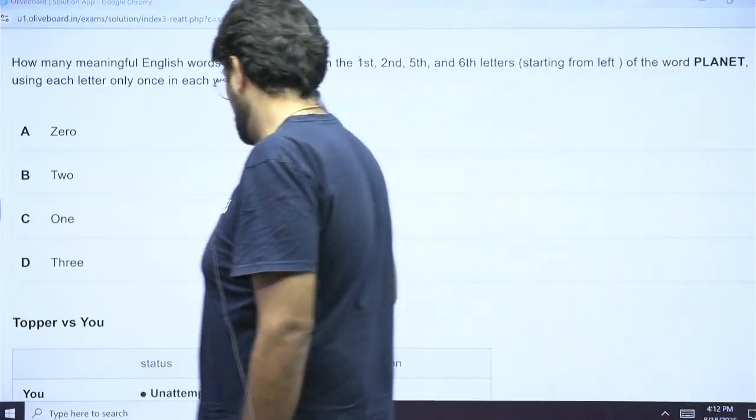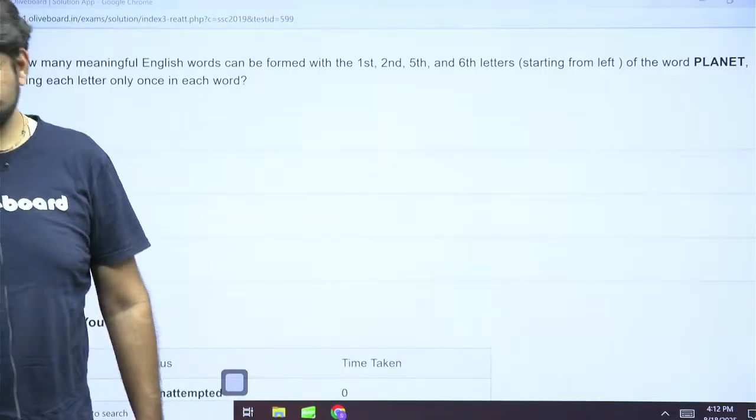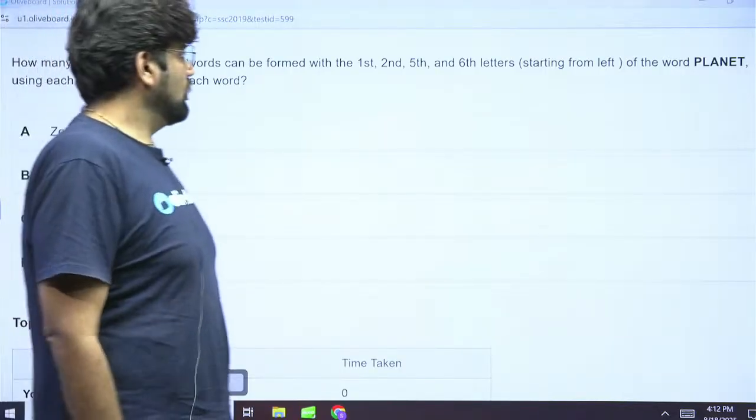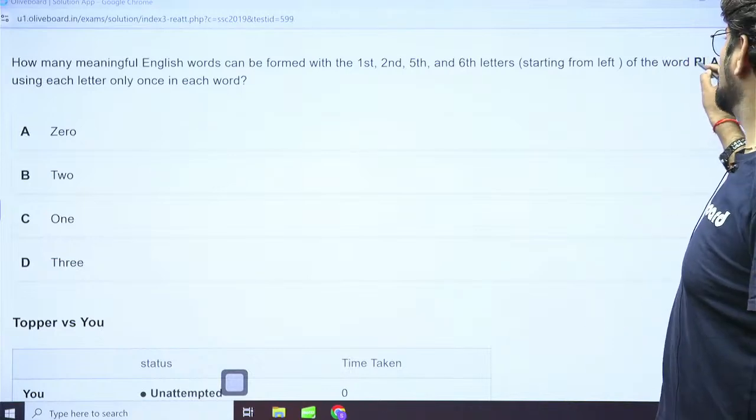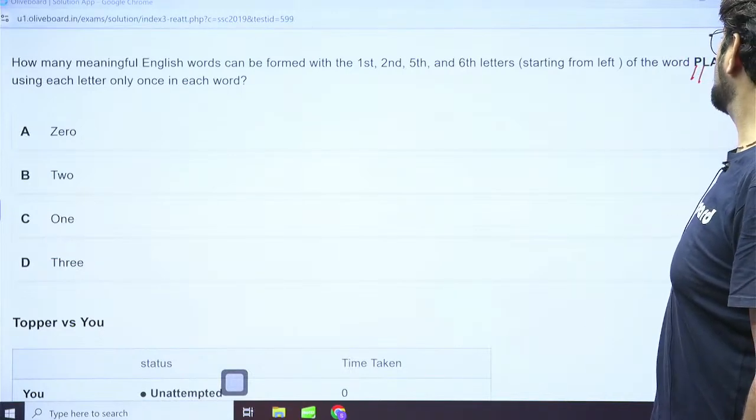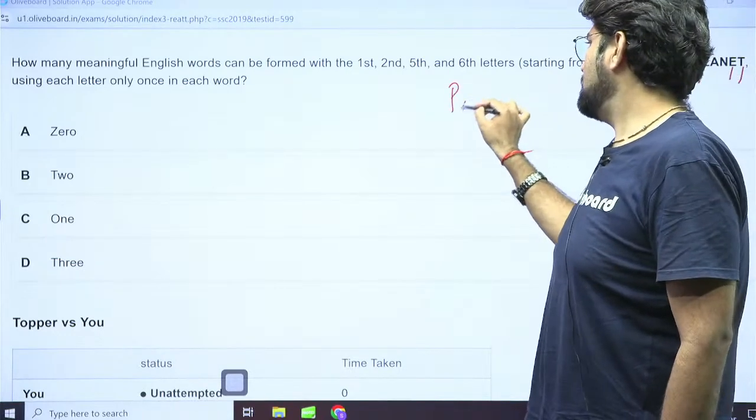You need to form a meaningful word from the first, second, fifth and sixth letters of the word planet. From the first, second, fifth and sixth letters of the word planet. So we have P-L-E-T.